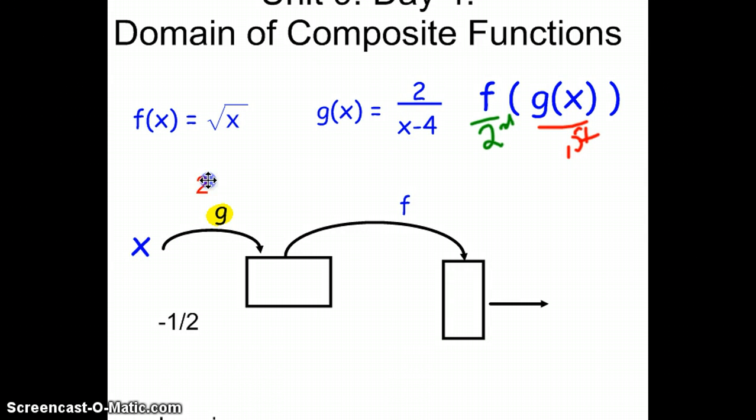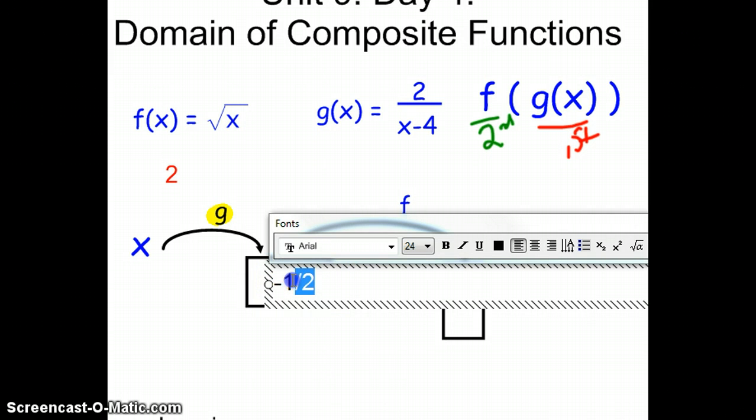When I plug 2 into the function g of x, I get 2 over 2 minus 4, and I still get negative a half. All right. So I cannot even plug in 0. Oh, I'm sorry, I don't get negative a half. It's late, I get -1.